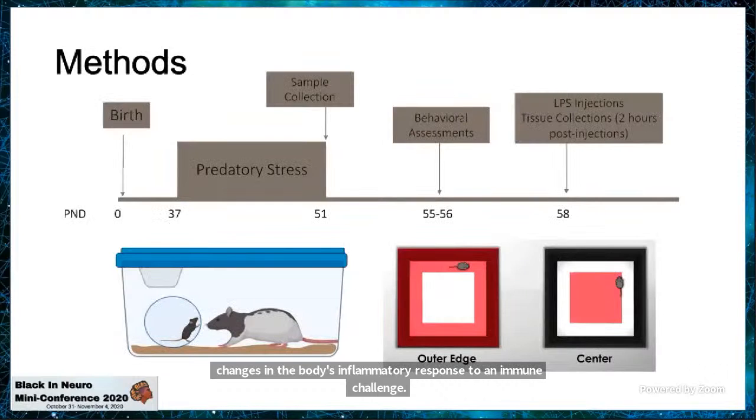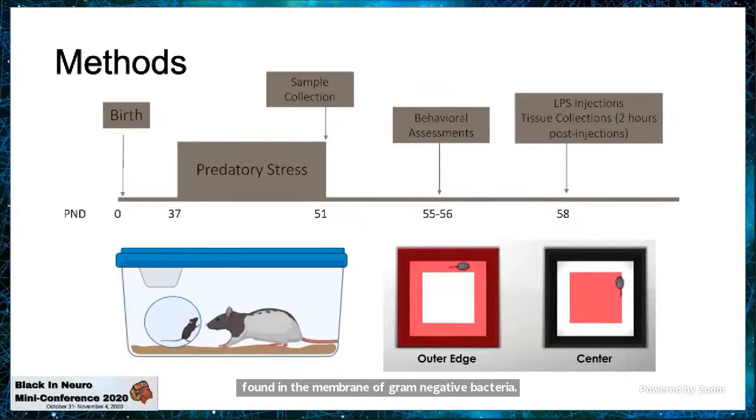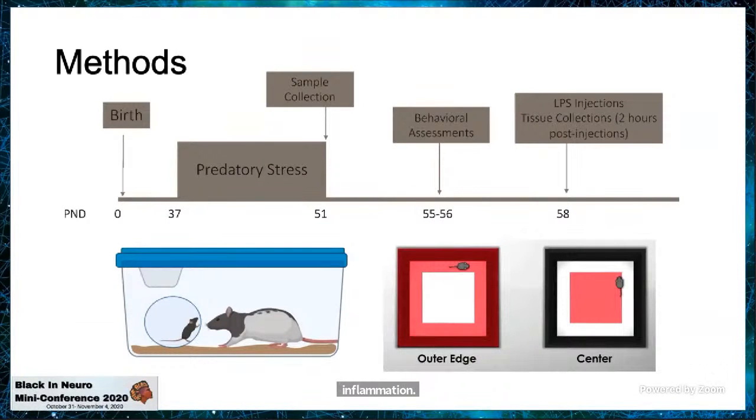So for the methods of this study, both male and female mice were separated into 2 groups: the stressed animals, which were isolate housed, and non-stressed animals, which were pair housed for the entirety of the experiment. At the beginning of adolescence, on postnatal day 37, the stressed mice underwent 15 consecutive days of predatory stress, where they were placed into the cage of a male Long-Evans rat for 30 minutes each day.